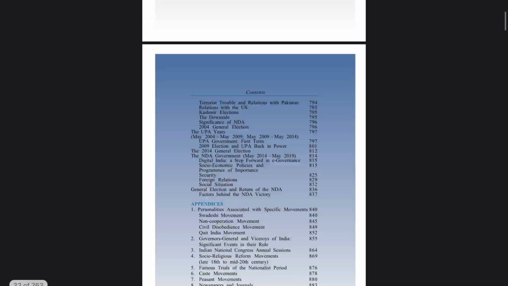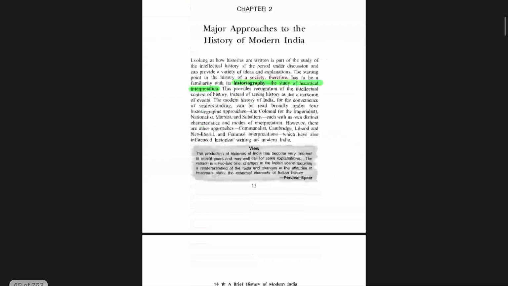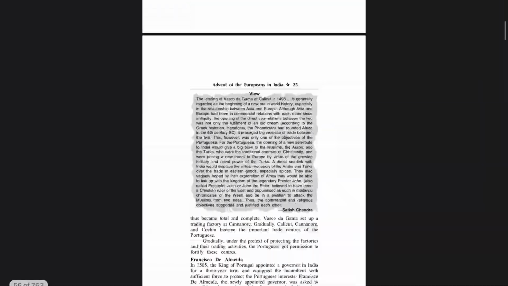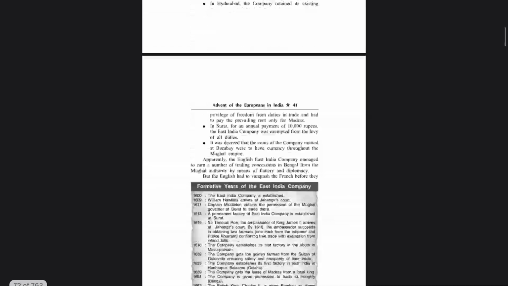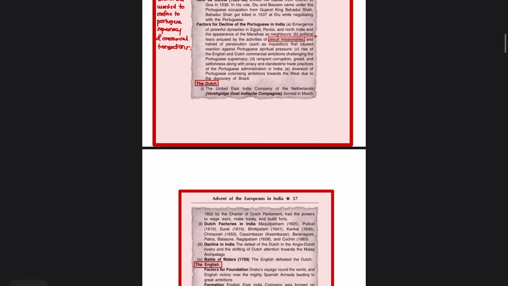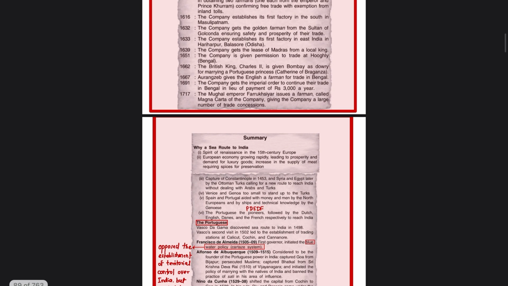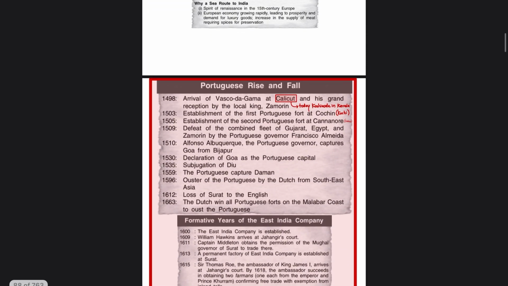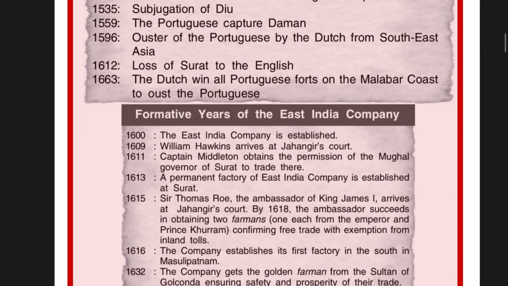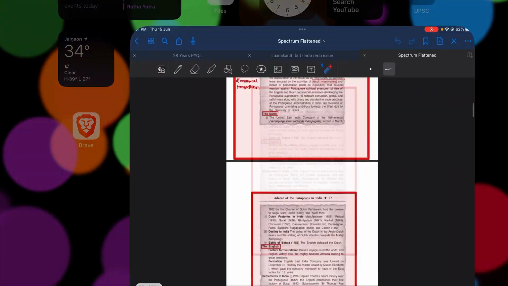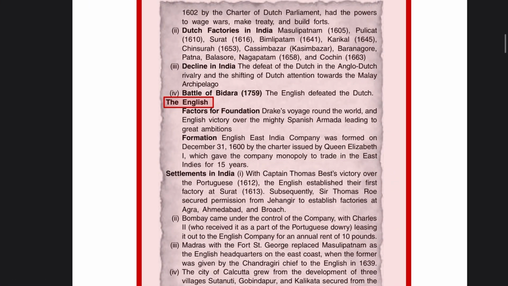For instance, the initial 150 pages of Spectrum are not really that important. So what I have done, I have mostly skipped these 150 pages because there's hardly any question every year, and I have only revised, only learnt and highlighted the summaries of these 150 pages. For instance, these are the summaries that are given at the end of the chapter, and I have only highlighted the summary, right?